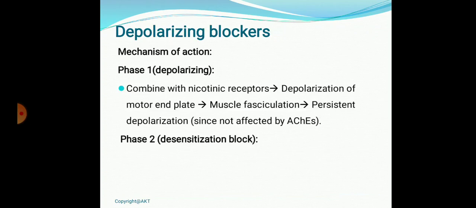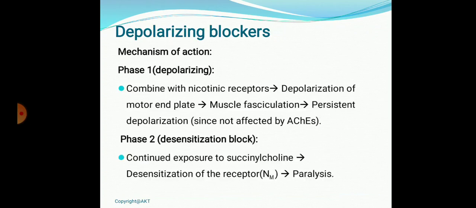Because of persistent, continuous depolarization of the NM receptor, the NM receptor will finally fail to respond to any of the stimuli. Like what happens when excessive voltage comes in an electric line, what is called a short circuit, somewhat like that. Once a short circuit comes, the line fails and there is no current supply, somewhat like that. So continuous exposure to succinylcholine will lead to desensitization of the NM receptor, leading to paralysis of skeletal muscle.